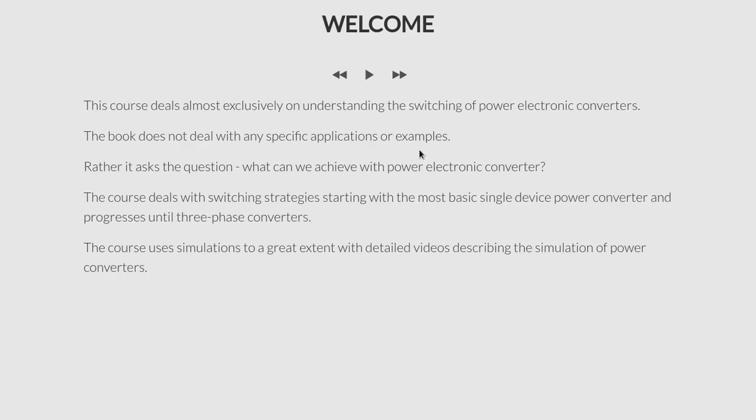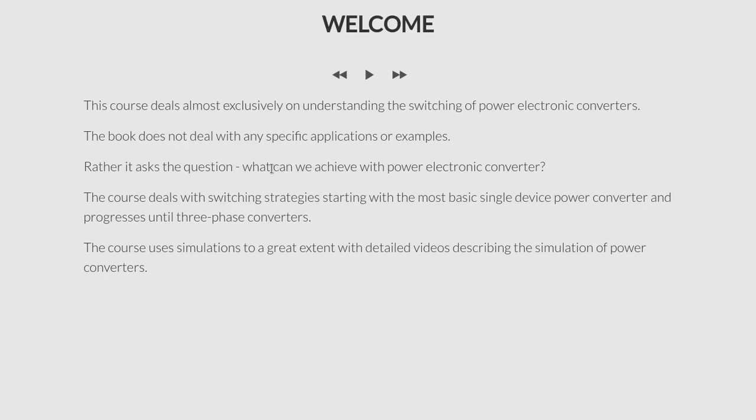There may be references once in a while. For example, when would such a particular converter be used? It could be used in an electric vehicle, it could be used in integrating a photovoltaic panel to the grid, but there will be no specific application being discussed in any of the examples. The entire focus is only on switching strategies. That is it.